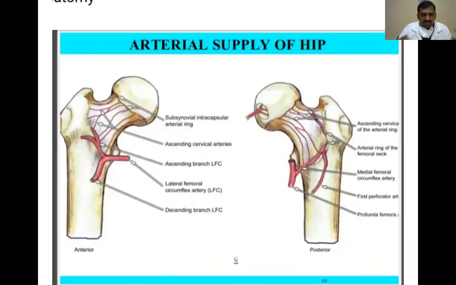Sometimes there may be an increase or a decrease in the neck shaft angle. If there is a decrease in the neck shaft angle, that is called coxa vara. If there is an increase in the neck shaft angle, that is called coxa valga. That leads to its own problems with the movements of the joint. And these are all some important points related to the hip joint.